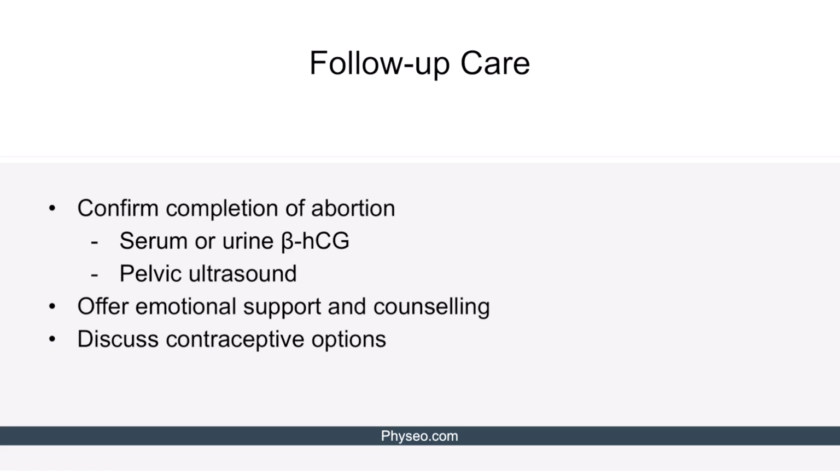Now, one of the most important steps in follow-up care is to confirm completion of the abortion using either serum or urine beta-HCG measurement, or you can use a pelvic ultrasound. Again, this is done to rule out retained products of conception. Now, once the abortion is confirmed as complete, clinicians should once again offer emotional support and counseling services where appropriate, and they should discuss contraceptive options going forward in order to help prevent future unplanned pregnancies.